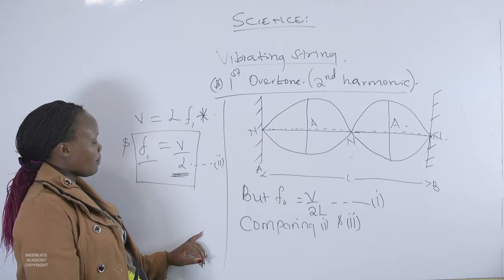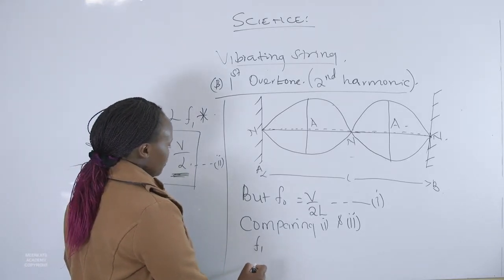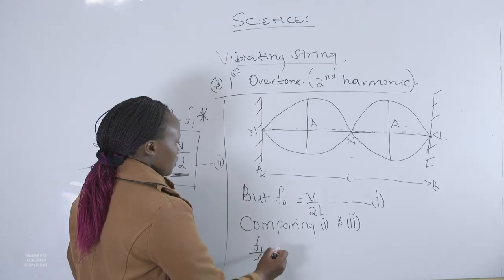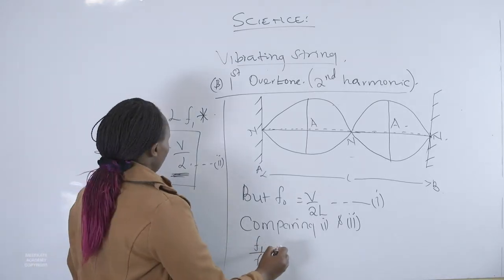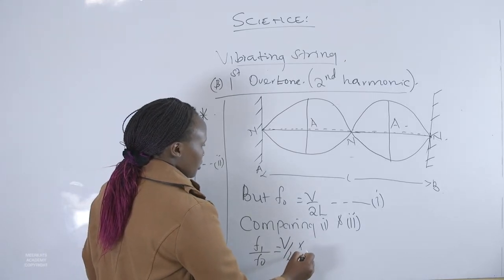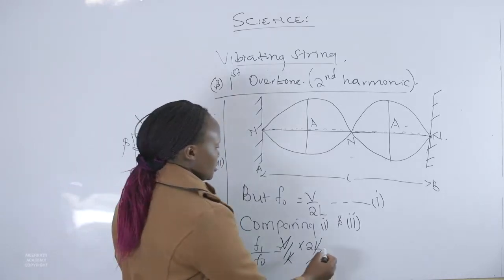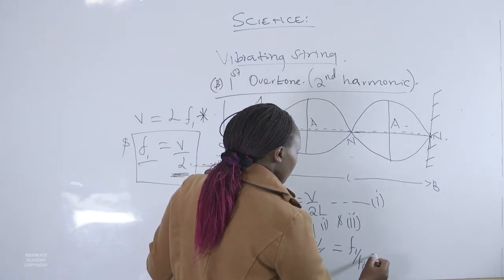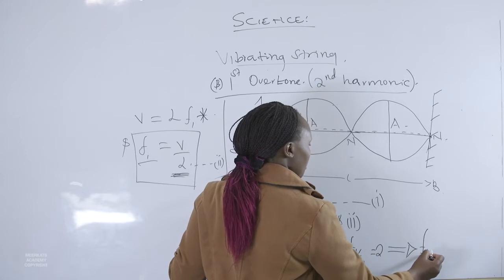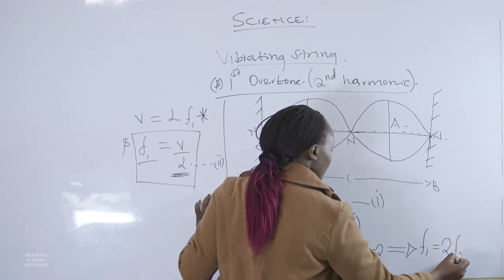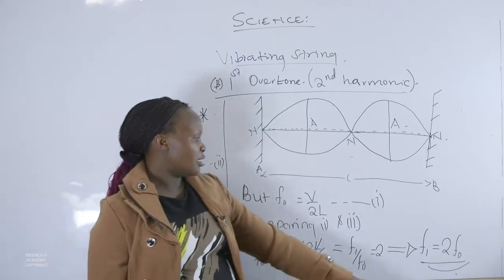We find out that we can compare by taking F1 over F naught, which will actually be equal to V over L multiplied by 2L over V. We can cancel where possible, so that now F1 over F naught becomes 2, implying that F1 is equal to twice F naught. F1 is twice F naught.